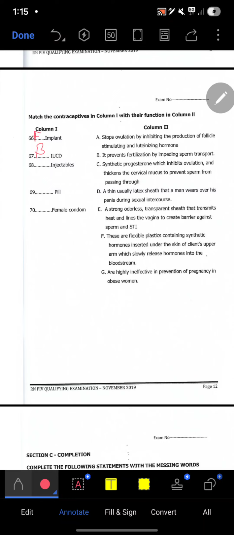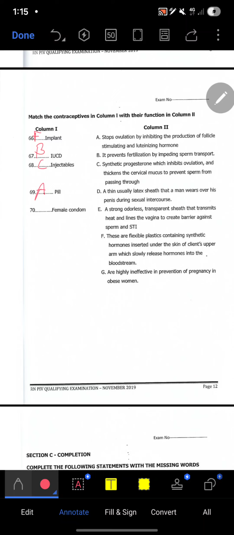And the correct answer is C. And C, this is synthetic progesterone, which inhibits ovulation and thickens the cervical mucus to prevent sperm from passing through. 69, pill. The correct answer is A. Stops ovulation by inhibiting the production of follicle-stimulating hormone and luteinizing hormone.